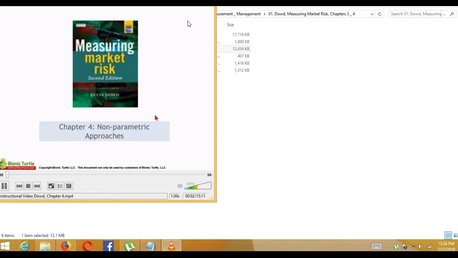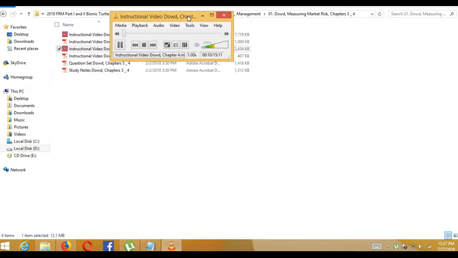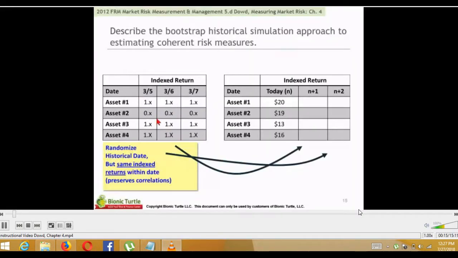So for Chapter 4, the focus is on non-parametric approaches, starting with describing the bootstrap historical simulation approach to estimating coherent risk measures. And so the idea here is we start with a data set of indexed returns. So again, think of this portfolio, maybe on that historical data.